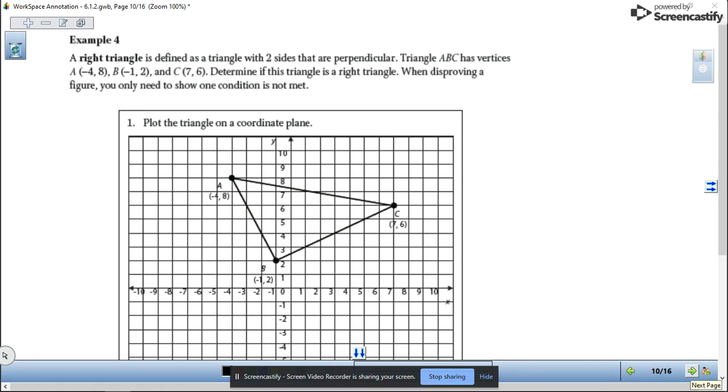All right, so let's take a look at this one. A right triangle is defined as a triangle with two sides that are perpendicular. Triangle ABC has vertices given. Determine if it's a right triangle. We really only have to check one angle. Okay, it is very obvious that A and C are not 90-degree angles. Okay, the only one that we're really concerned about is this one right here. Is that enough to be 90? So I need to check the slope of this line and the slope of this line. If I can do that and prove that they are negative reciprocals, then I know they're perpendicular.